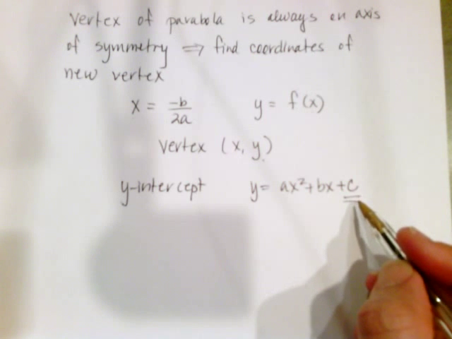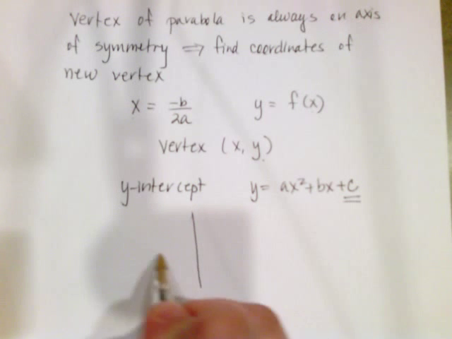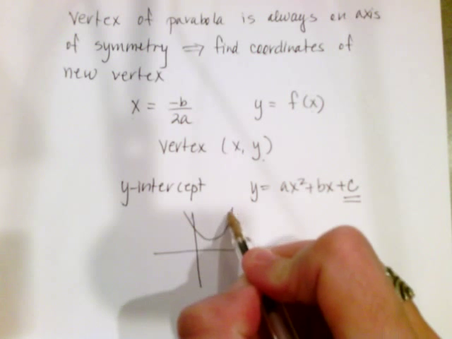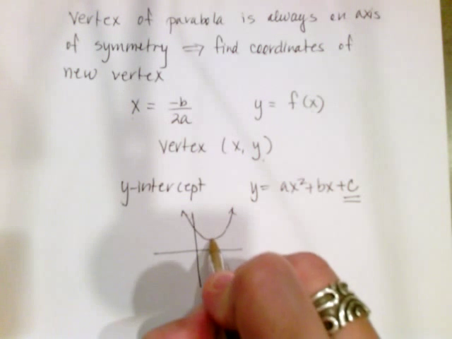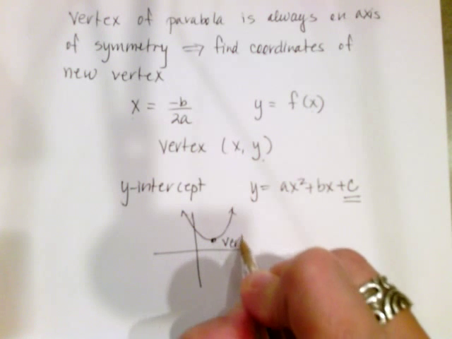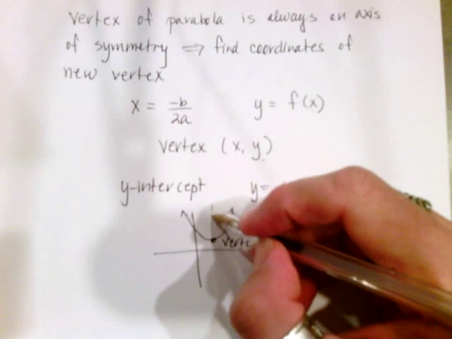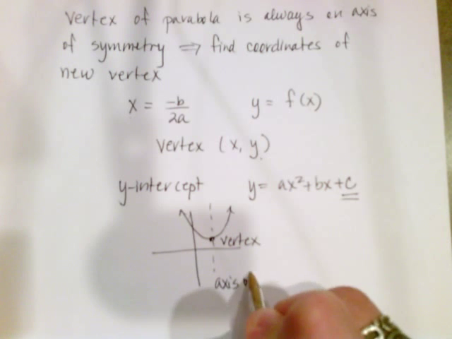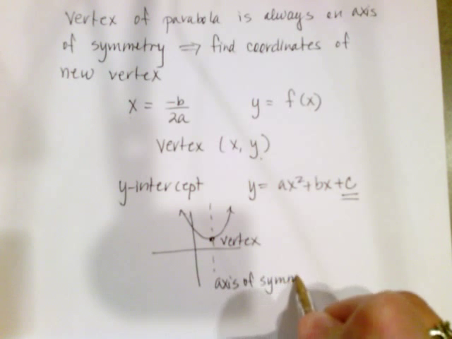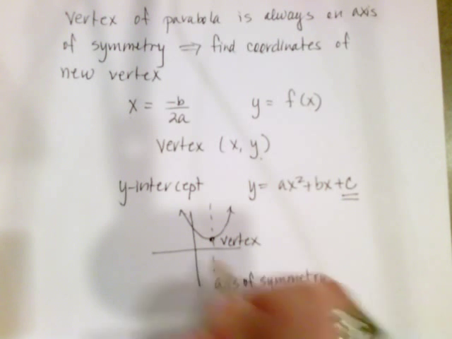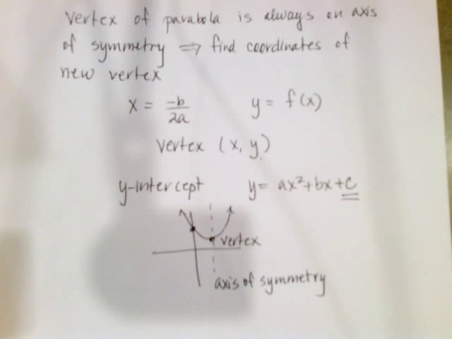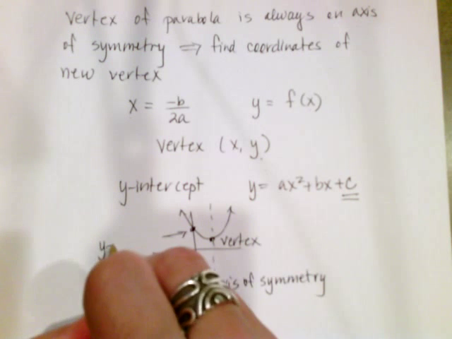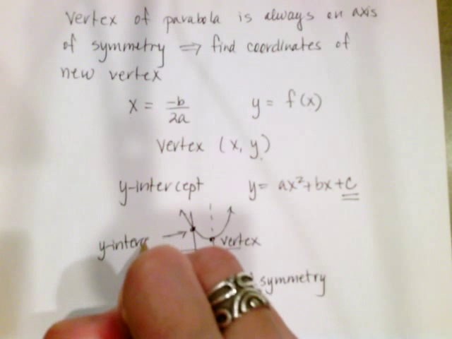That doesn't mean that the vertex is there. My parabola could be situated off to the right a little bit. This would be the vertex. This would be its axis of symmetry. And then the y-intercept would be right there where the graph crosses the y-axis. So this would actually be your y-intercept.